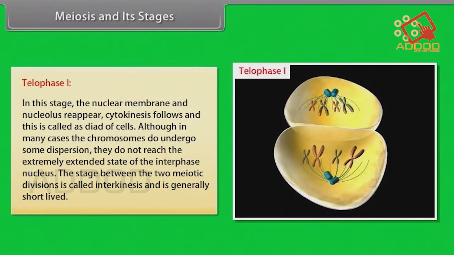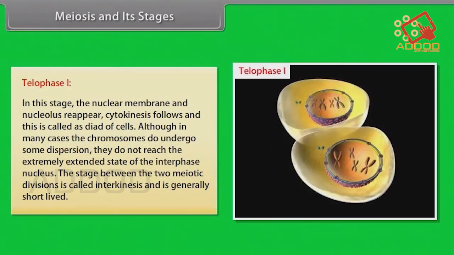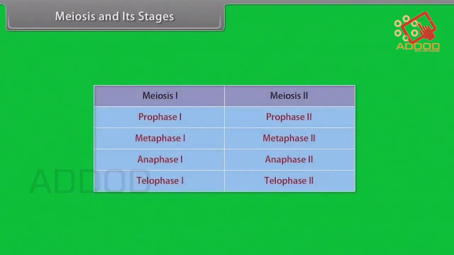Although in many cases the chromosomes do undergo some dispersion, they do not reach the extremely extended state of the interphase nucleus. The stage between the two meiotic divisions is called interkinesis and is generally short-lived. Interkinesis is followed by prophase II. Meiosis II is initiated immediately after cytokinesis, usually before the chromosomes have fully elongated.